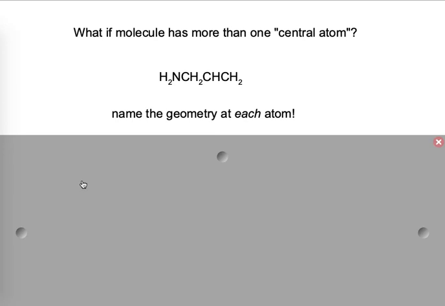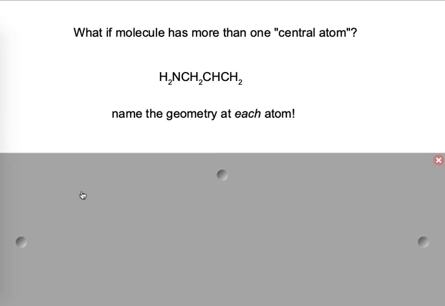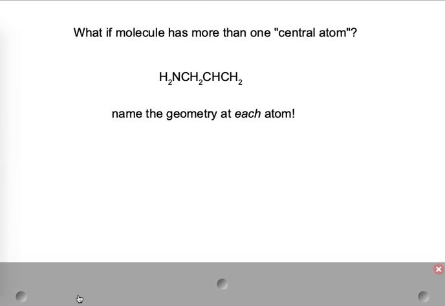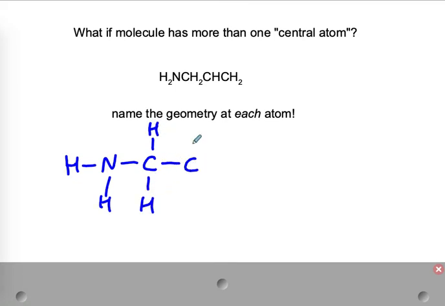Well, before we do that, we're going to have to draw a Lewis structure. I have typed the elements in the order in which they're attached to each other. So H2N means I have 2 hydrogens attached to a nitrogen. CH2 means there is a carbon attached to that nitrogen with 2 hydrogens attached to it. CH means there is a carbon attached to that last carbon with a hydrogen on it. CH2 means there is a carbon with 2 hydrogens on it.